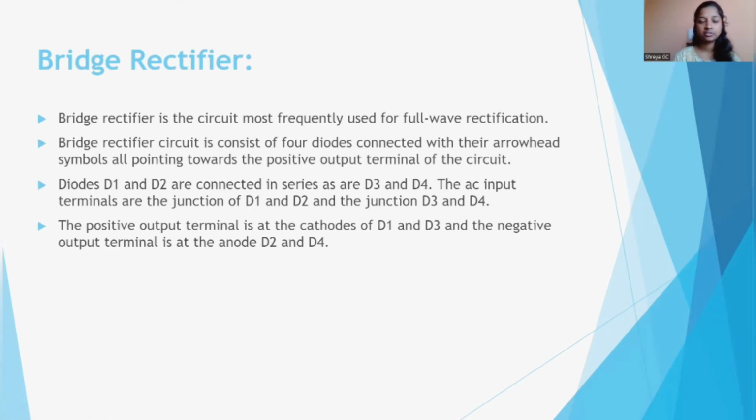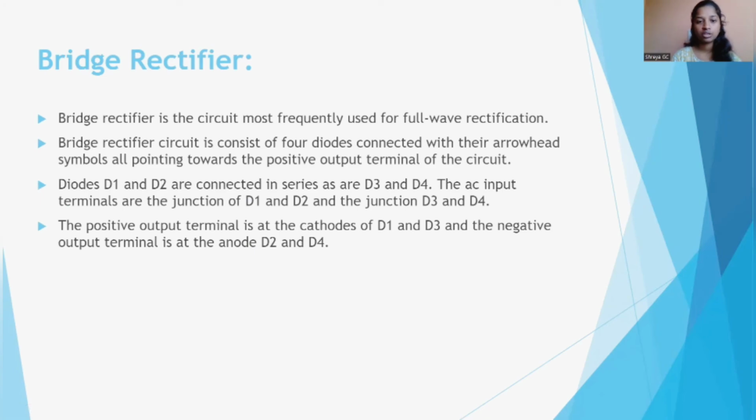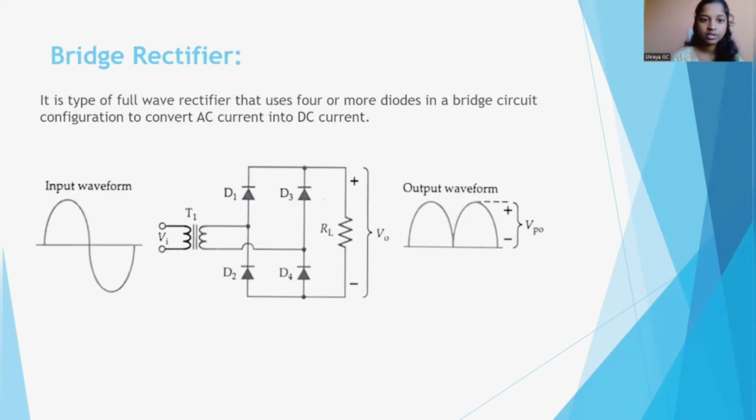The diodes are connected with the arrowhead symbols pointing towards the positive output terminal of the circuit. Diodes D1 and D2 are connected in series and D3, D4 are connected in series. The positive output terminal is at the cathodes of D1 and D3 and the negative output terminal is at the anodes of D2 and D4. Here D1 and D3 are the positive cathodes and D2 and D4 are the negative anodes. So this is the cathode, this is the anode.